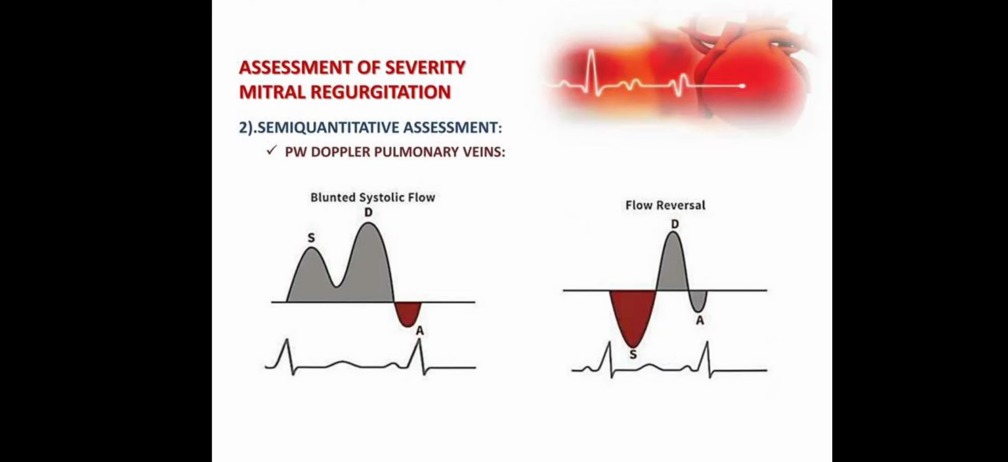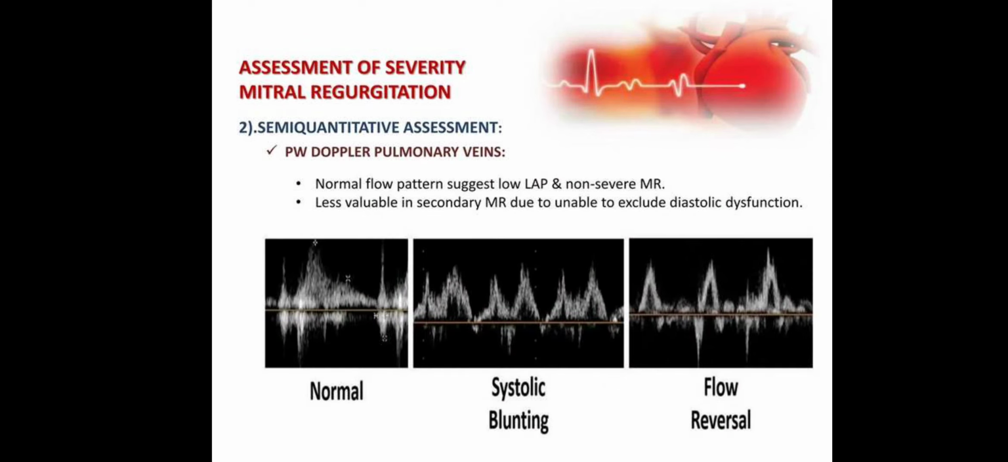Okay, then there is blunted systolic flow. Normally systolic is greater than diastolic. In MR systolic is less than diastolic, or there is flow reversal. Okay, systolic flow reversal, and there is atrial reversal. The normal flow pattern suggests low left atrial pressure and non-severe MR. It is less valuable in secondary MR as it is unable to exclude diastolic dysfunction.